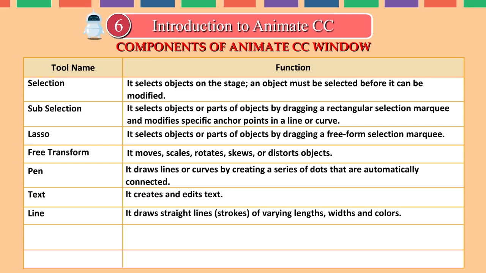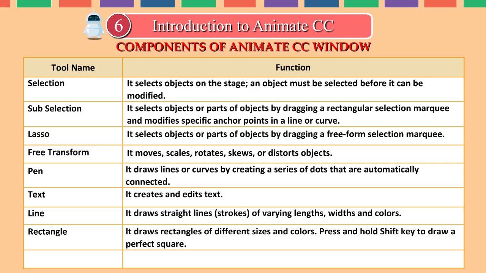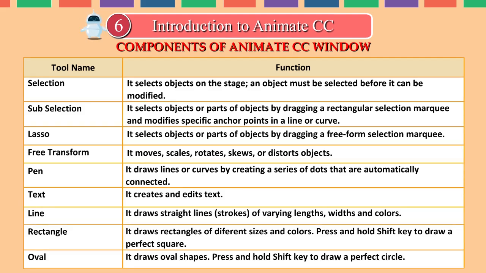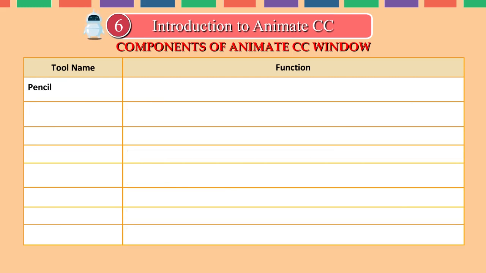Line. It draws straight lines, strokes, of varying lengths, widths, and colors. Rectangle. It draws rectangles of different sizes and colors. Press and hold the Shift key to draw a perfect square. Oval. It draws oval shapes. Press and hold the Shift key to draw a perfect circle. Pencil. It draws freehand lines and shapes.